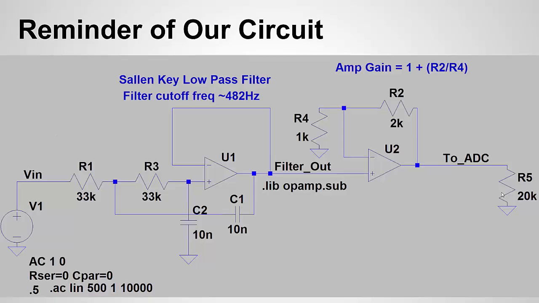Here's just a reminder of our signal conditioning circuit. Here's our Sallen-Key low-pass filter. We have our 2 resistors, 33K resistors, and our 2 capacitors. Then we have our gain amplifier. And basically, we want to use a gain amplifier so we can make sure the signal uses the full range of the ADC so we can get maximum resolution.